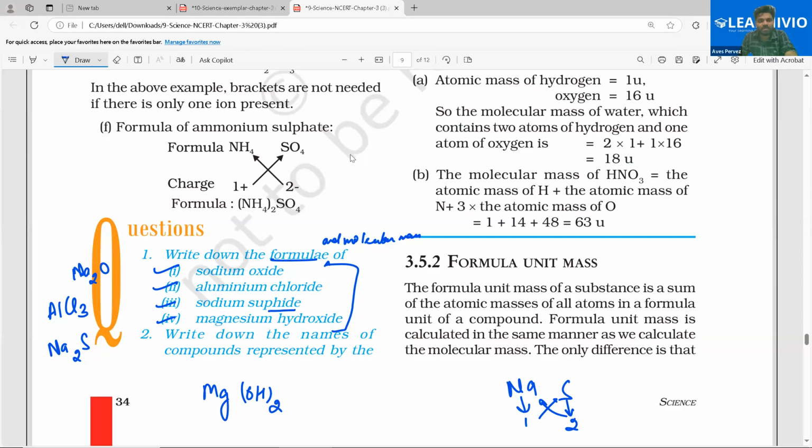The molecular mass of sodium oxide will be sodium 23 times 2, which is 46, plus 16. Similarly for aluminium chloride, chlorine is 35.5, so you will get 106.5 for the 3 chlorine atoms, and then add 27 for aluminium. Similarly for sodium sulfide, it will be 46 plus 32.